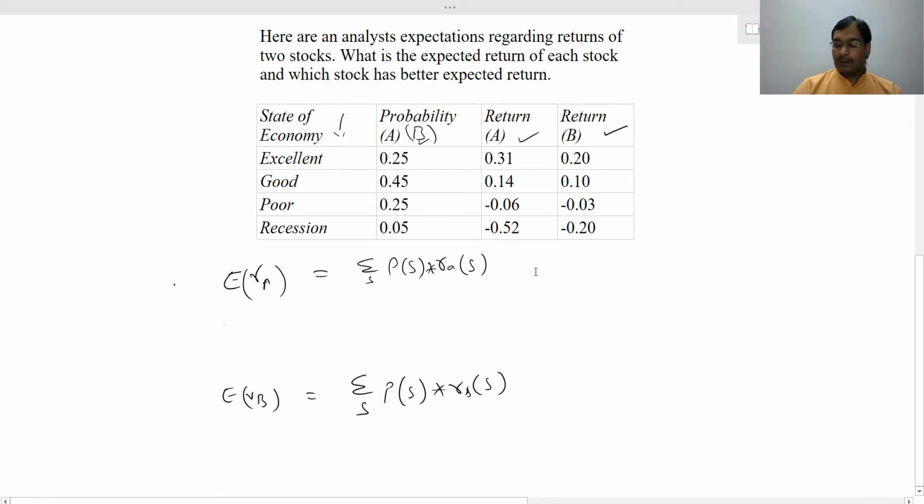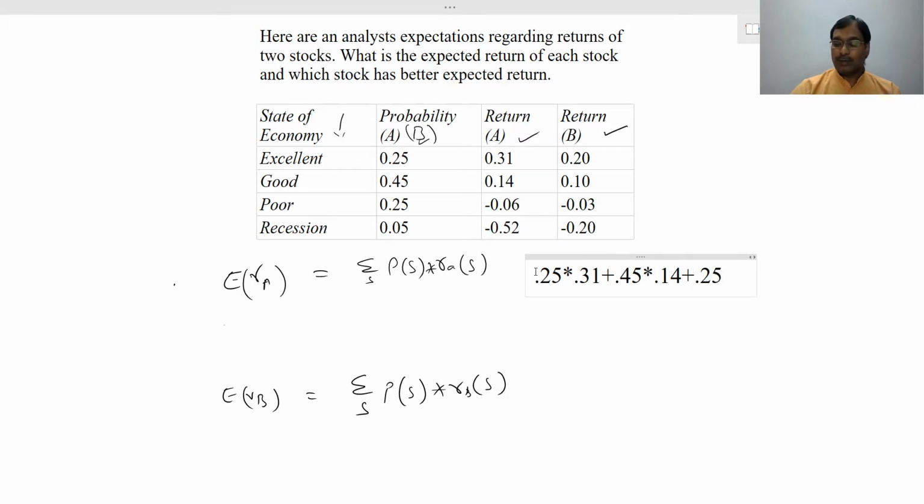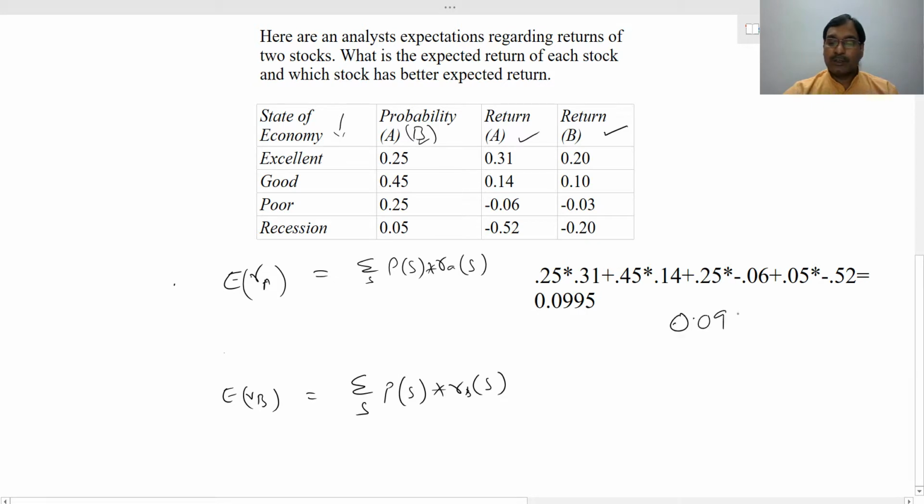This is 0.25 times 0.31 plus 0.45 times 0.14 plus 0.25 times minus 0.06 plus 0.05 times minus 0.52. This comes to 0.0995 or 9.95%. The expected return of stock A is 9.95%.